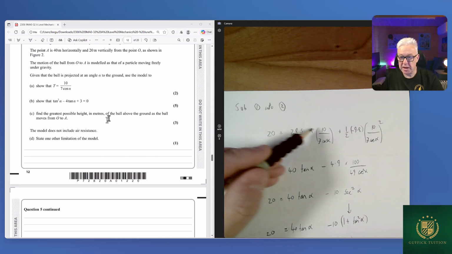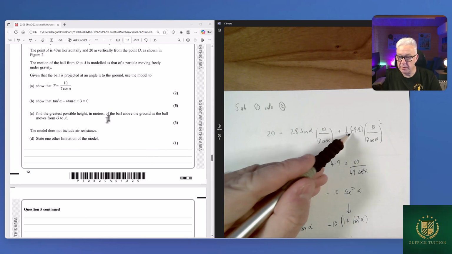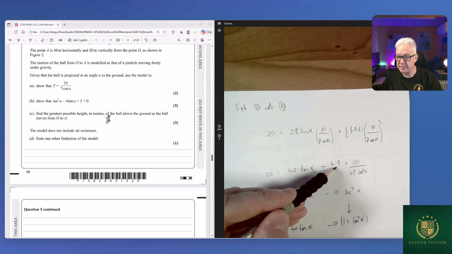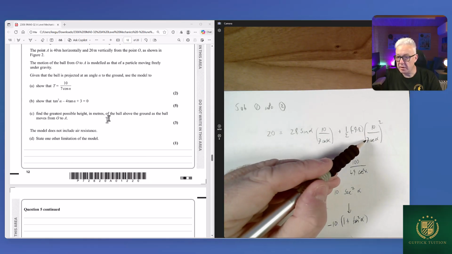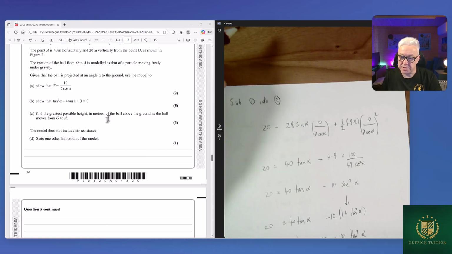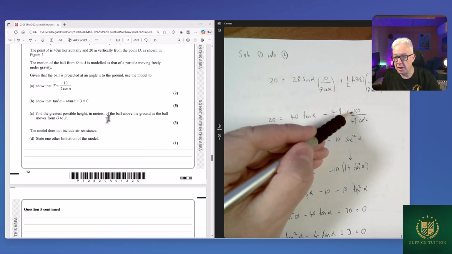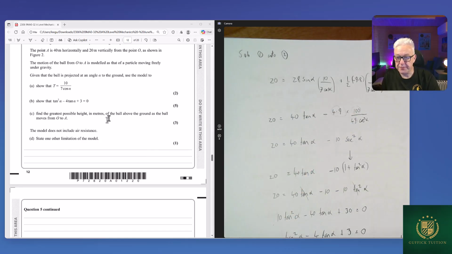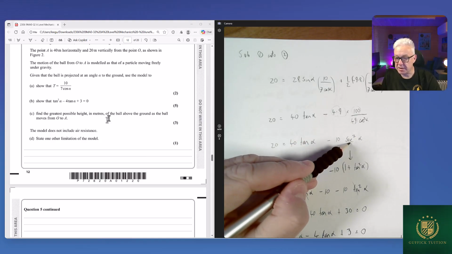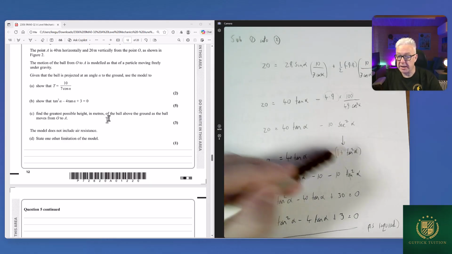When you work out 28 times 10 divided by 7, you get 40. And for this one, half of 9.8 is 4.9. And we're going to have 10 squared over (7 cos alpha) squared, so that's 100 over 49 cos squared alpha. Working out 4.9 times 100 divided by 49 gives us 10, and 1 over cos squared is sec squared. Now this is important because this is what we're going to use to get the quadratic in tan, because sec squared is 1 add tan squared.